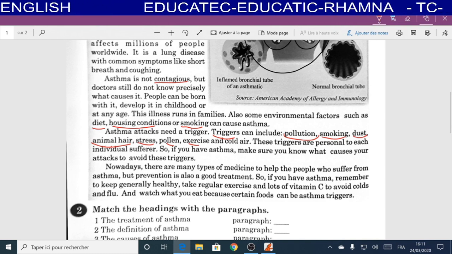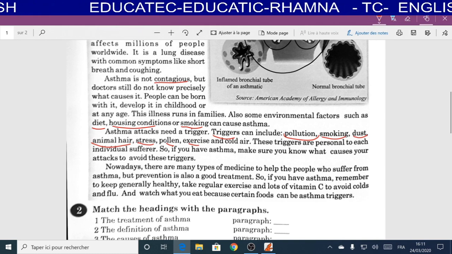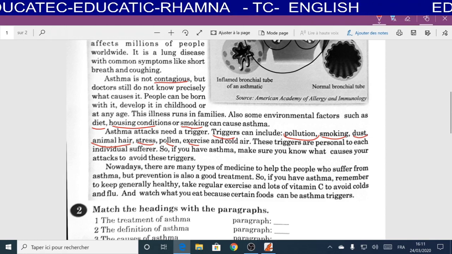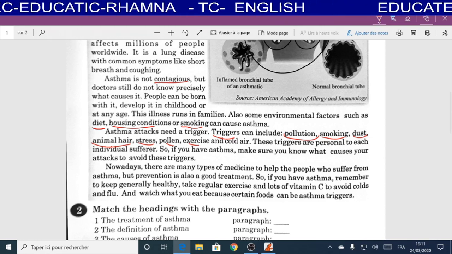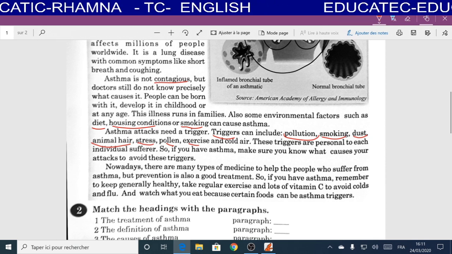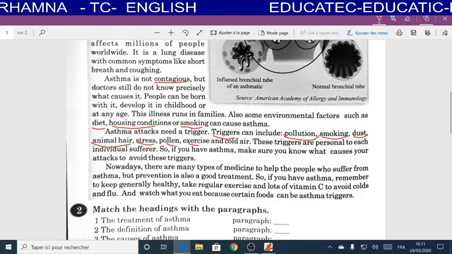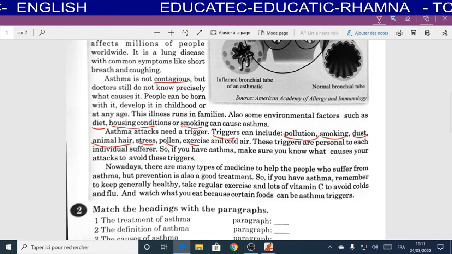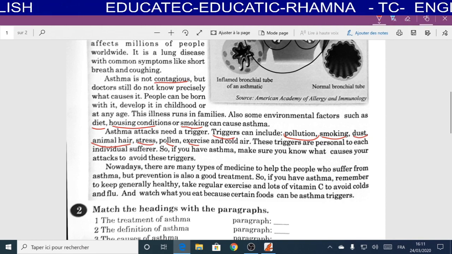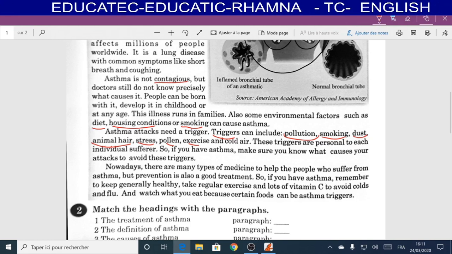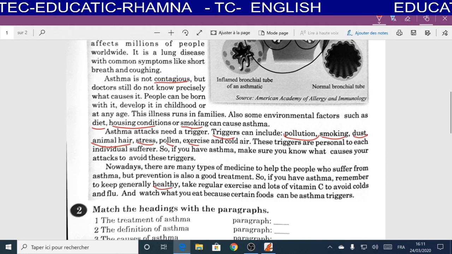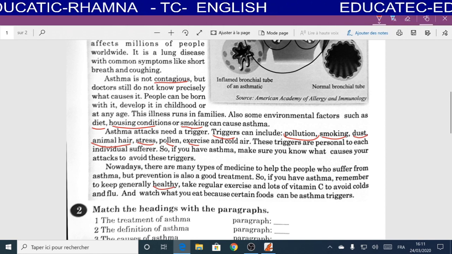The next paragraph. Nowadays, there are many types of medicine which can be taken, for example, to heal this disease. Medicines just help people who suffer from asthma, but prevention is also good treatment. To keep away from all the causes of asthma is the best way. So if you have asthma, remember to keep generally healthy. If you don't want this disease, you should be healthy.